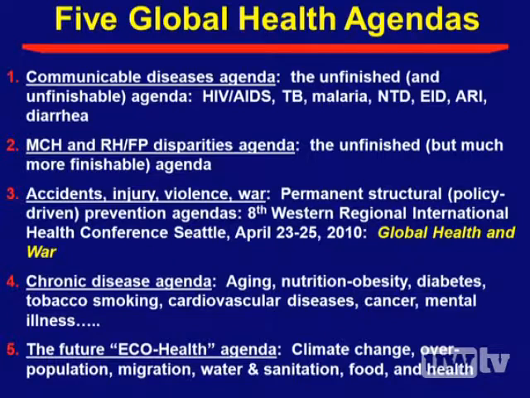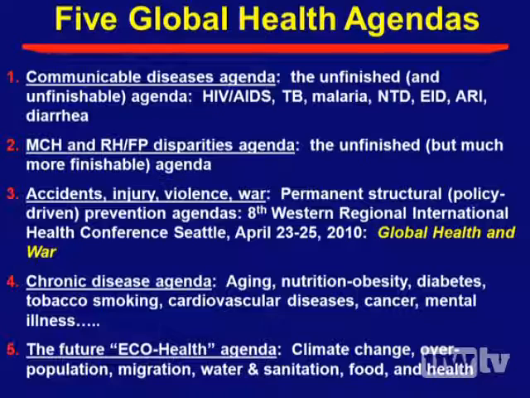Third, as you'll see on some graphs I'll show you, injury, accidents, violence, including violence against women and war, are what I call the permanent structural or policy-driven prevention agenda. Actually, we sponsored a symposium here just 3 months ago in April on global health and war that attracted students from all over the West Coast, and it was quite interesting. One of the things that the Gapminder displays indicate is that for those countries that have been able to stay out of war, their progress along the income and health graphs has been much faster than those of us who are continuously at war.